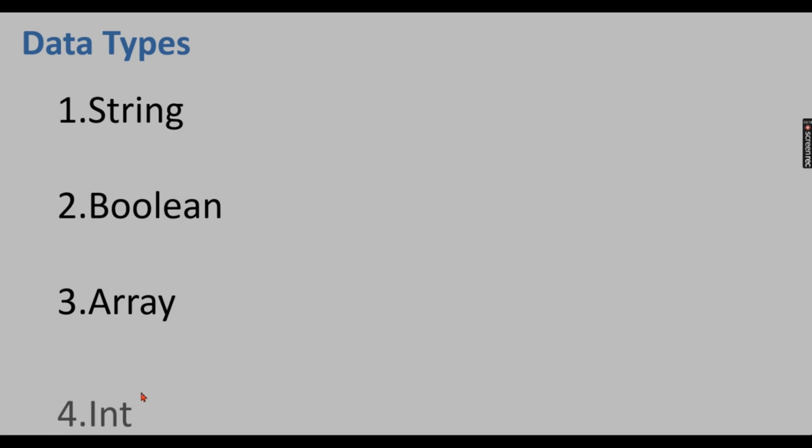So before jumping into the demo, let's try to understand what different types of variables are allowed in Data Factory. It allows string values, boolean, array of values, as well as the integer. These are the data types supported by a variable.